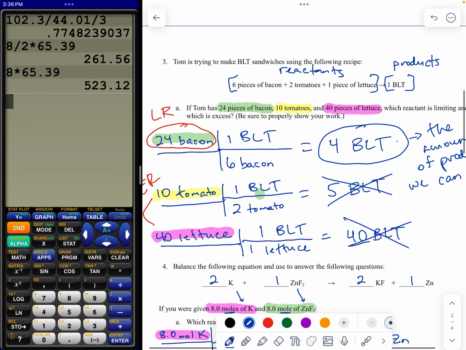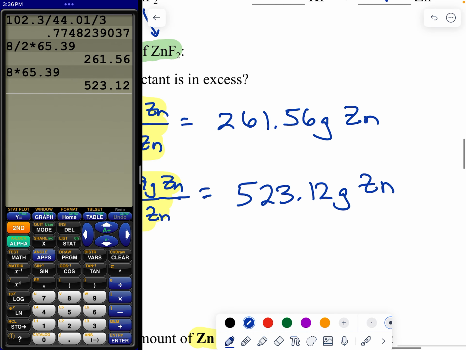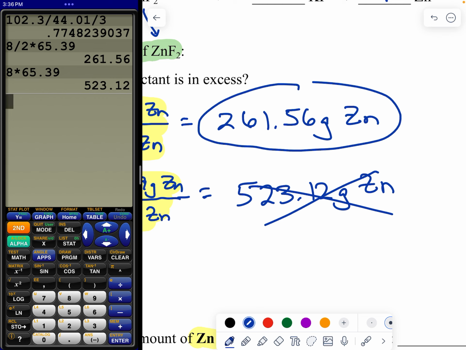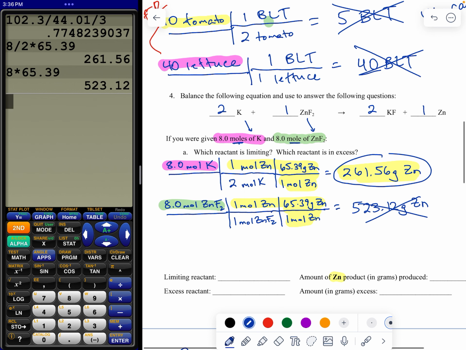Now, what I did here is similar to what I just did up here with the bacon, tomato, and lettuce, right? Whichever one produces the smaller amount, that's my limiting reactant, because that's limiting the amount of product that I can make. In this case, we compare those values. I can see that this is going to be the amount of zinc that I am able to actually produce. And whichever one produces that amount is what we would call the limiting reactant, which means that the zinc fluoride, that much of it, is the excess reactant.